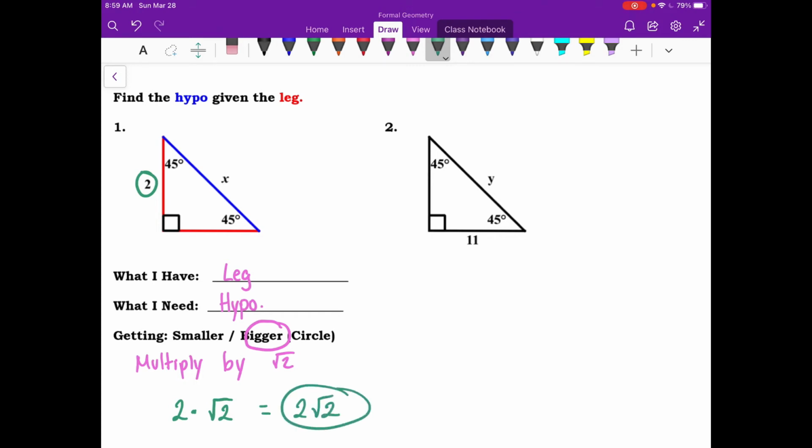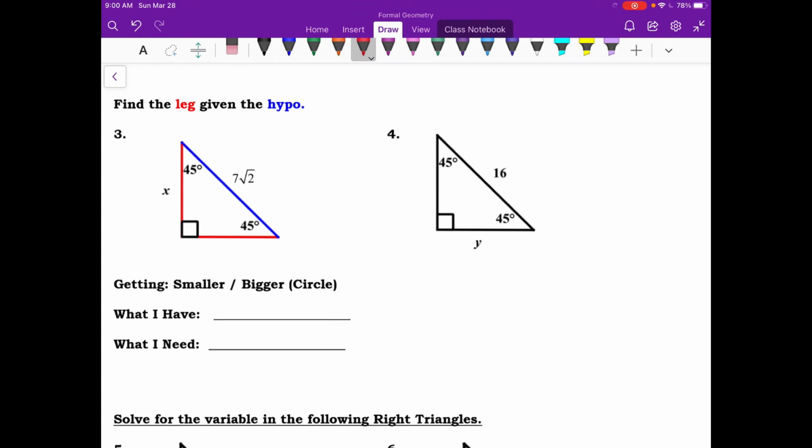Okay, let's do number 2. In this case, our leg is this side. It's 11. We need our hypotenuse, which is y. So we're going to, again, multiply by square root of 2. So 11 times square root of 2, which is 11 root 2.